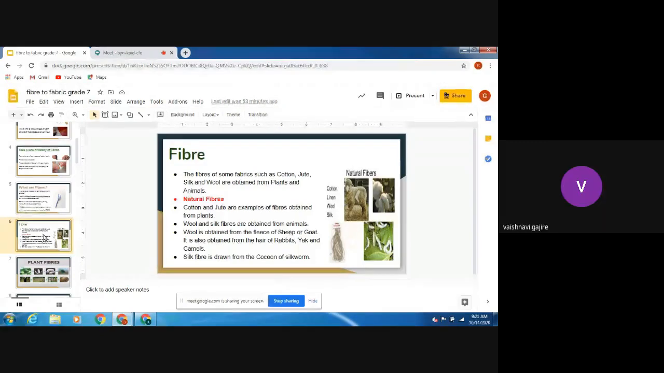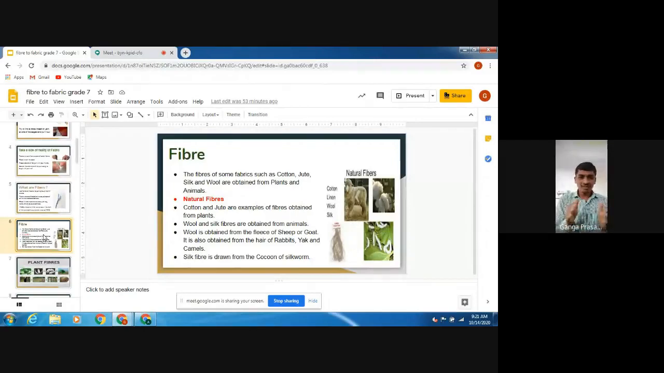So what is the second type? Opposite to natural fibers are synthetic or artificial fibers. Think of the opposite definition: the fibers which are not obtained from plants and animals are called synthetic fibers.